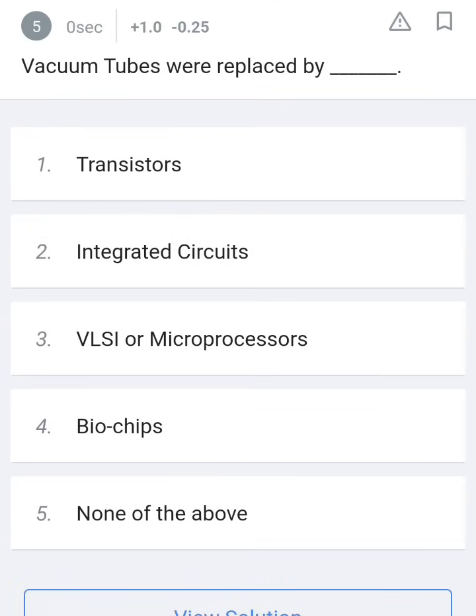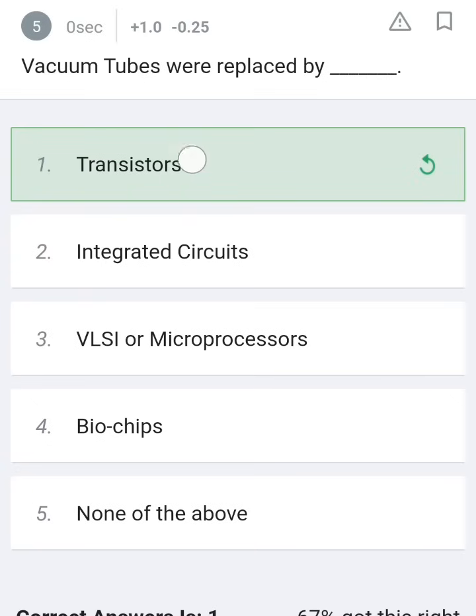Vacuum tubes are replaced by what? We know that vacuum tubes are first generation computers. The second generation computer used transistors. Transistors replaced vacuum tubes. Integrated circuits came next, and after that came microprocessors. So the answer is transistors.